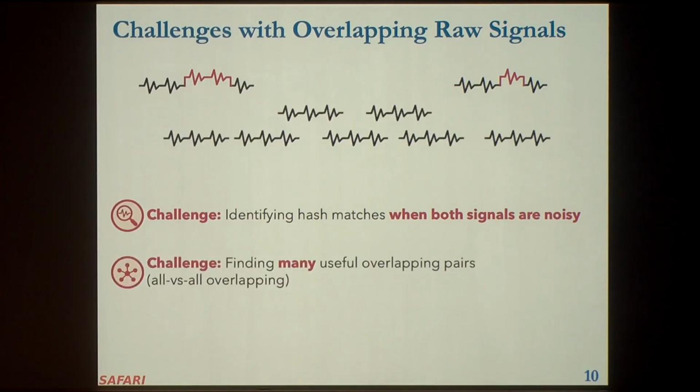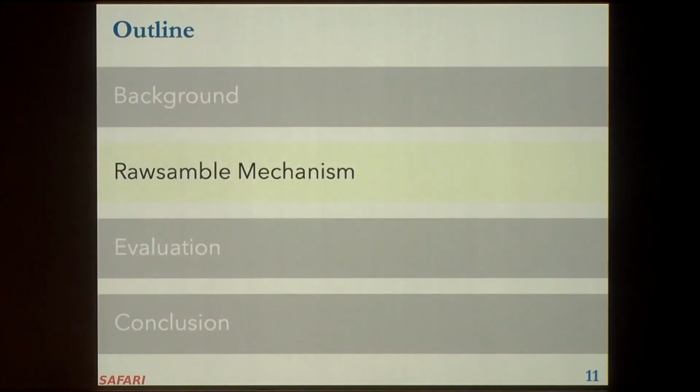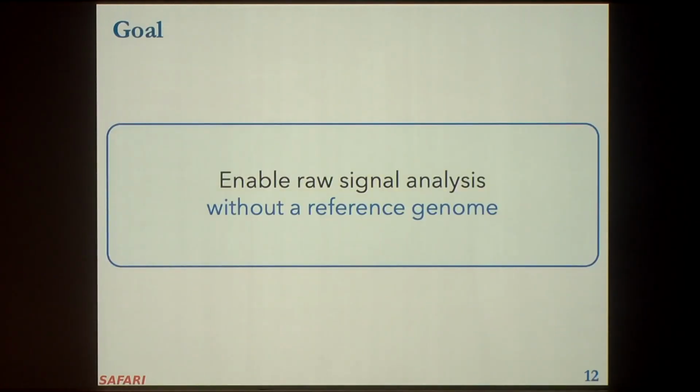The second is that we need to find many useful overlapping pairs, which we call all versus all overlapping pairs, from these noisy signals. And we also need to generate long paths from these useful overlaps so that we can construct the assembly. Now I'll describe our mechanism, Rawsamble.